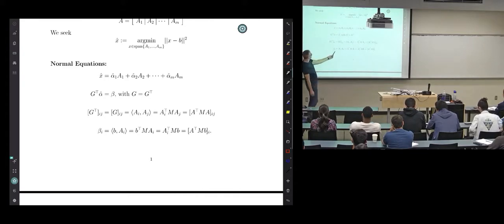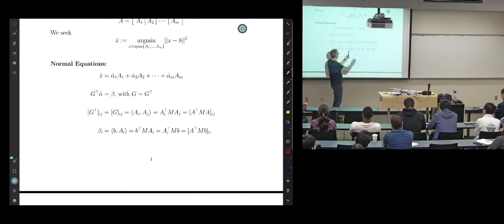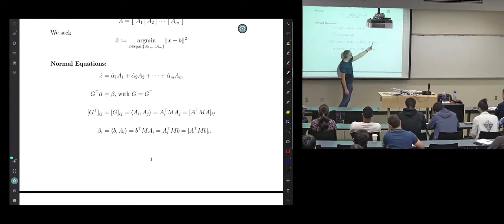The other part of the normal equations, as you look at the right-hand side of this equation, the ith entry is B inner product with the ith basis vector. So that inner product is B transpose M A_i instead of identity. It's a scalar, so I can swap it, but M is symmetric. And so that's the ith entry of the matrix A transpose M times B. So that's where the weight shows up here, and the weight shows up here.